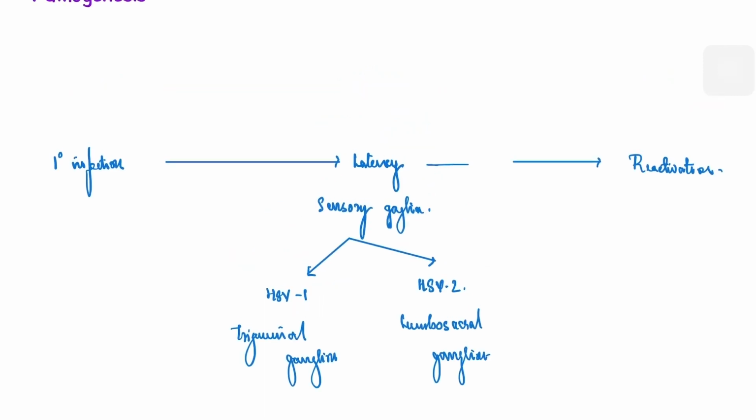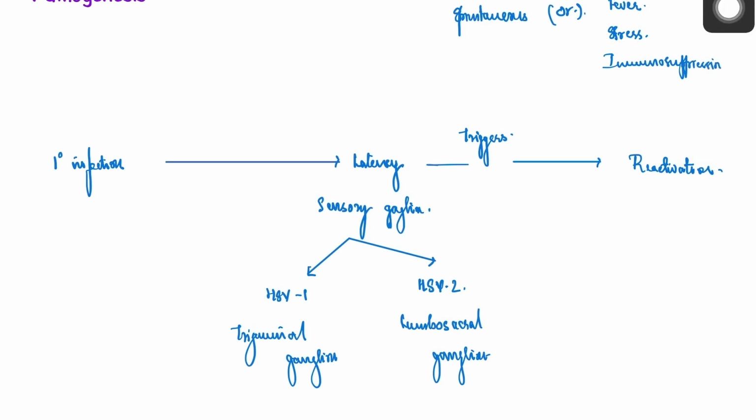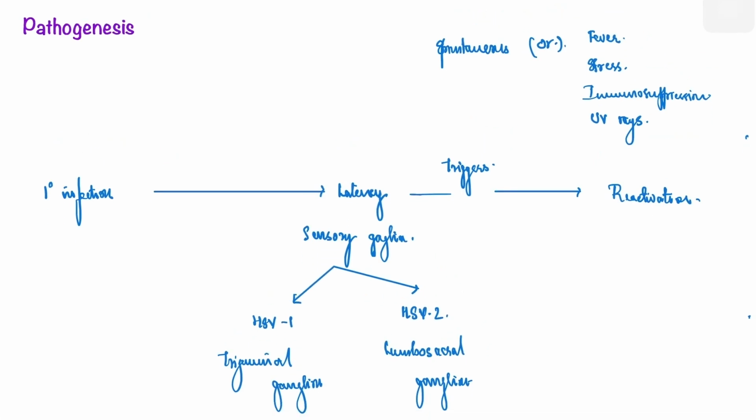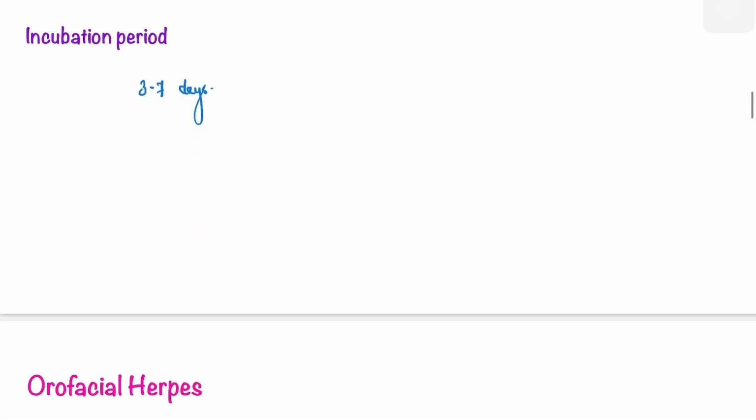So what are the triggers for reactivation? It can be spontaneous, or there can be fever, or stress, or times of immunosuppression, or sometimes UV rays. Therefore, reactivation. So this is the general course of the disease. And what is the incubation period for herpes simplex virus? The incubation period is 3 to 7 days.